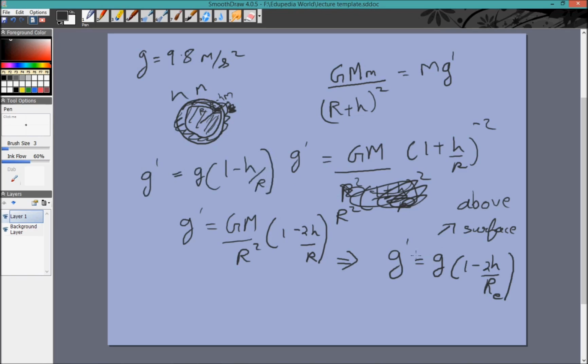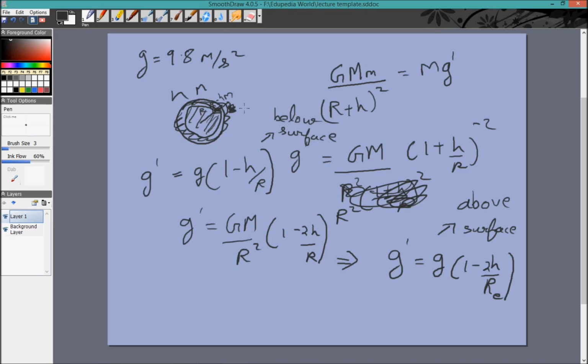So g dash is g into (1 minus 2h by R) as we go above the surface. It is equal to g into (1 minus h by R) as we go below the surface. And we see that the gravitational force is maximum at the surface. It decreases as we go above or below the surface.